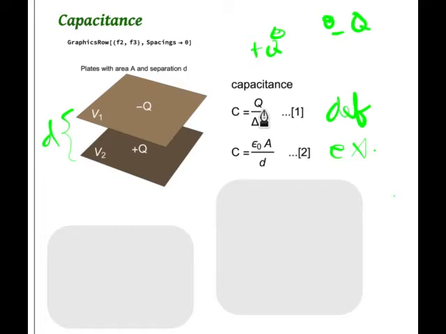And so these two equations have very different meaning. This is a general definition. This is a special case of a parallel plate capacitor. And you'll need both of these equations to do the long kappa assignment. So I hope you're taking notes. Now, why is this the correct formula for capacitance in the case of parallel plates?